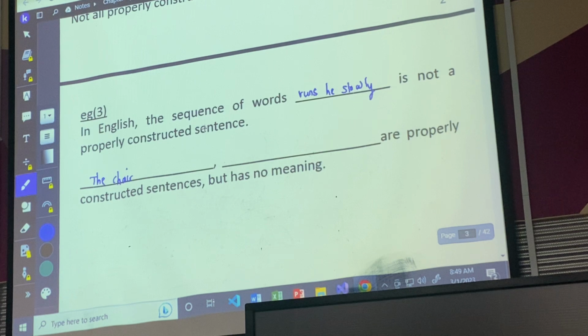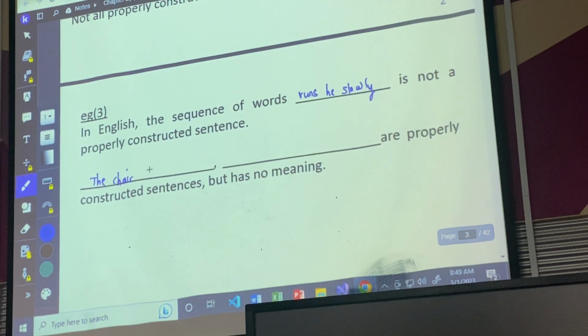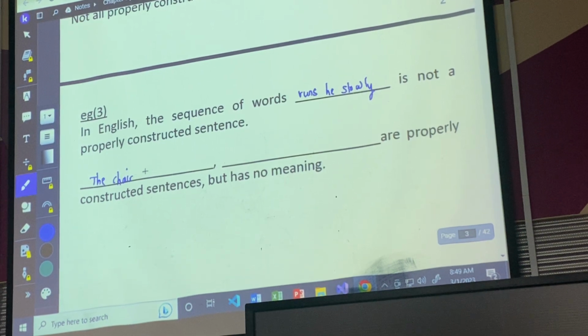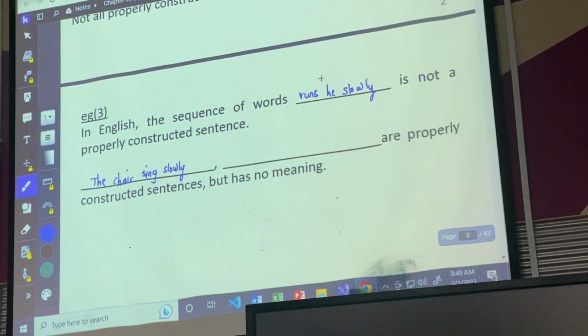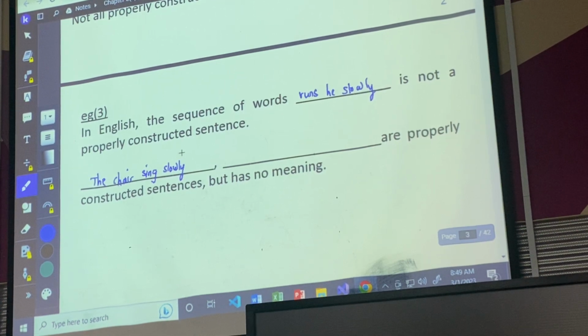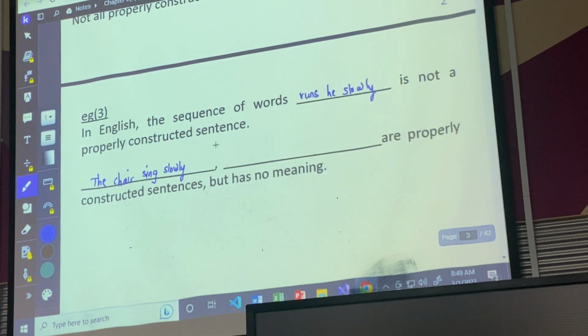To get the correct sentence, slowly. Can we say like this? Is the grammar correct? Is the syntax correct or not? Is the syntax correct? The chair sings slowly. Correct, right? The chair is a noun.